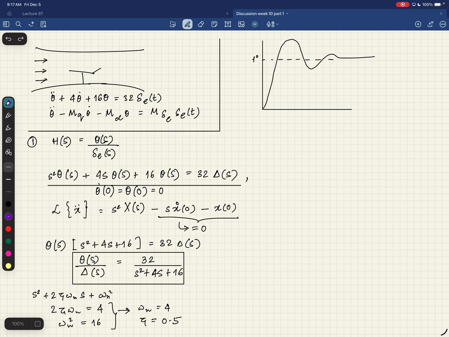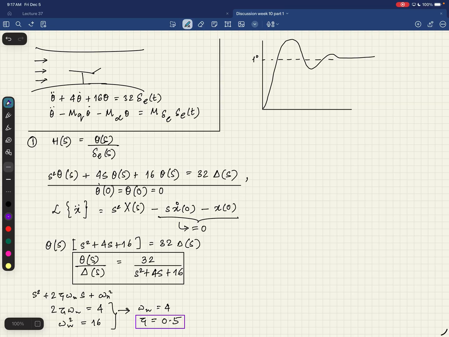So why is it underdamped? If zeta is exactly equal to 1, it's critically damped. If zeta is greater than 1, then it's overdamped. If zeta is less than 1 and more than 0, it's underdamped.